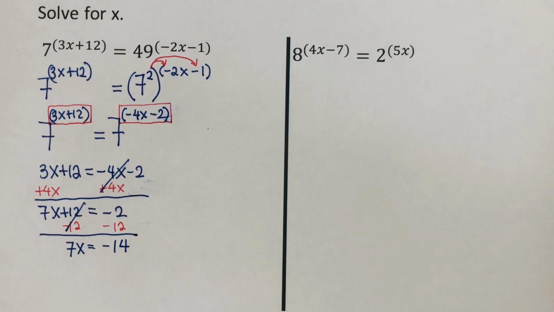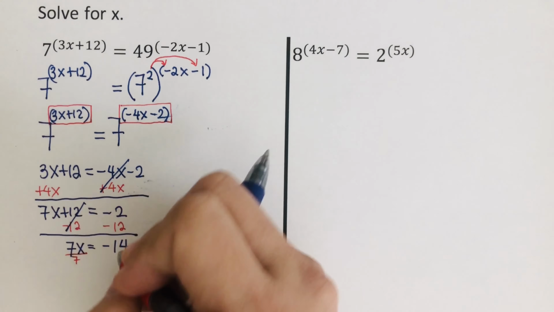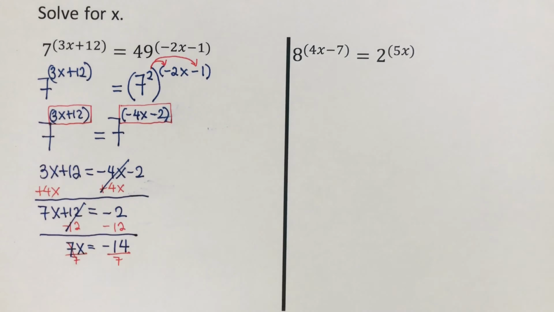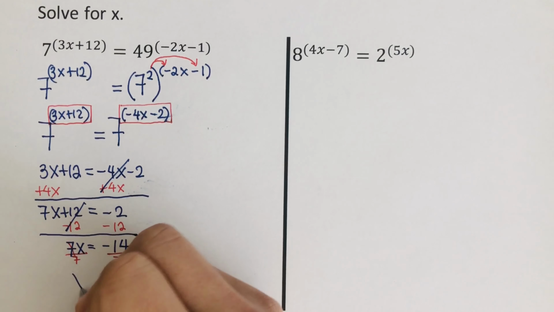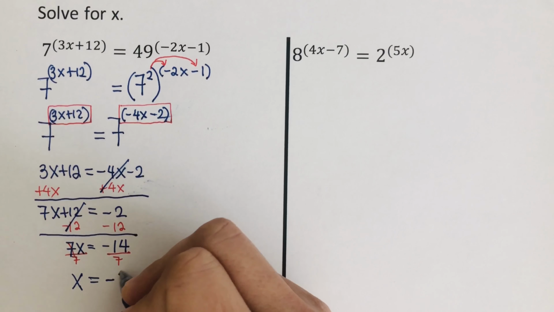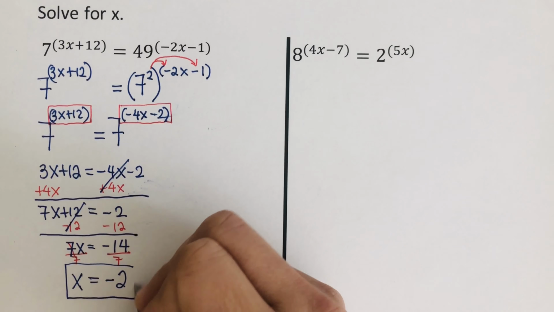So we're going to divide both sides by 7. Divide this by 7 and divide this by 7. So we can cross that out. So our x value is negative 2. So that is the x that we have.